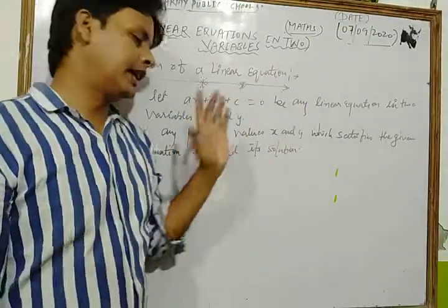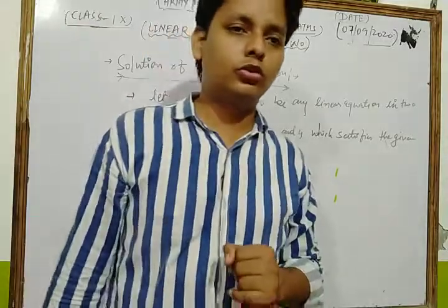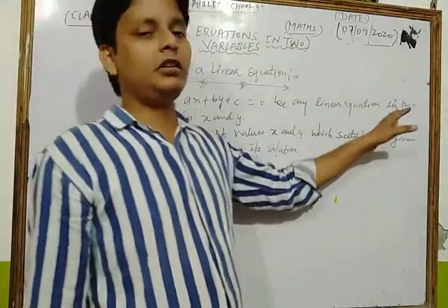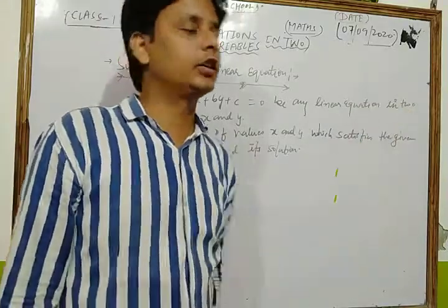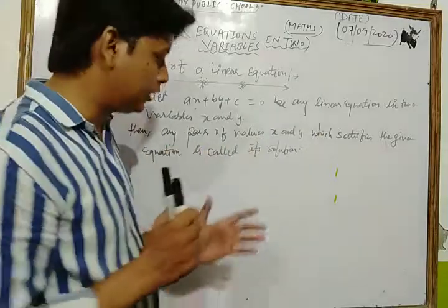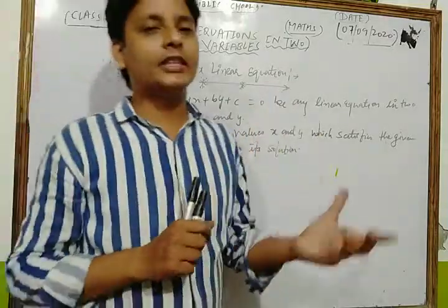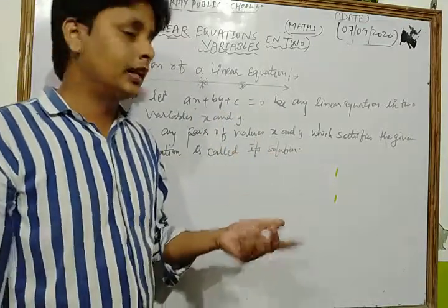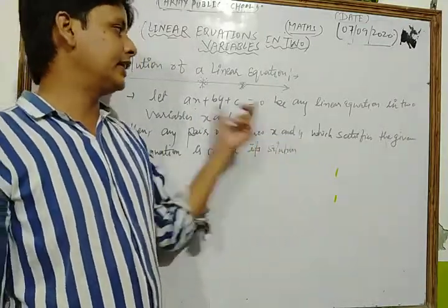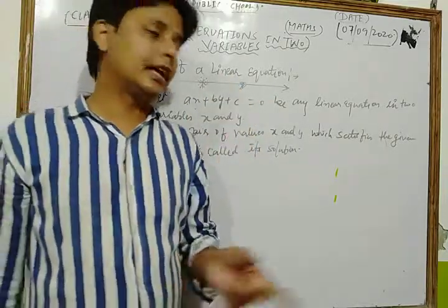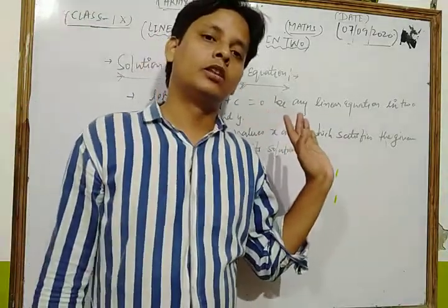Let us check once more. Let ax plus by plus c is equal to 0 be any linear equation in two variables, then any pair of values of x and y which satisfies the given equation is known as its solution. Means what? If we put the values of x and y in that equation, then we get our right hand side as 0. Then we can say that it satisfies the given equation.